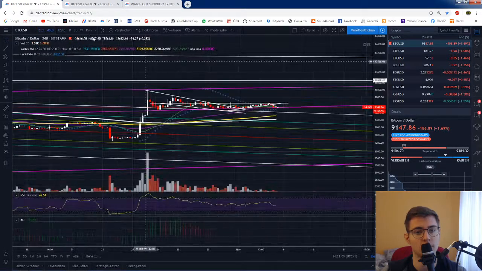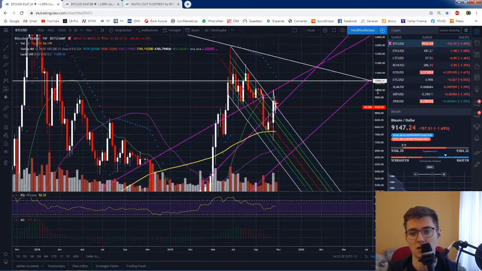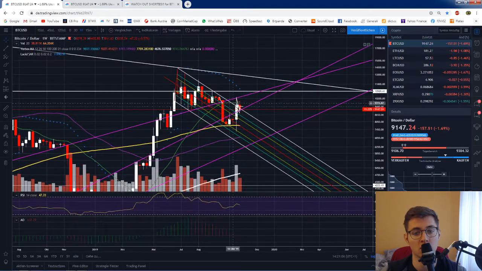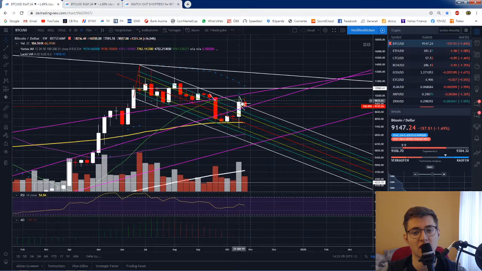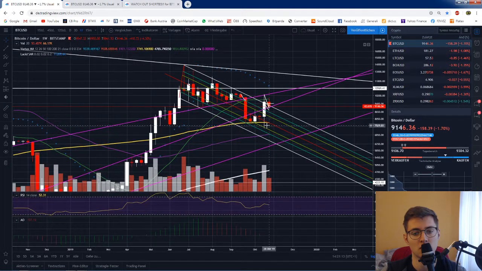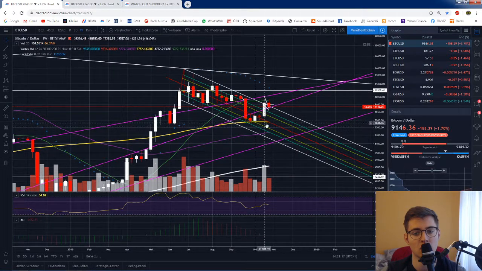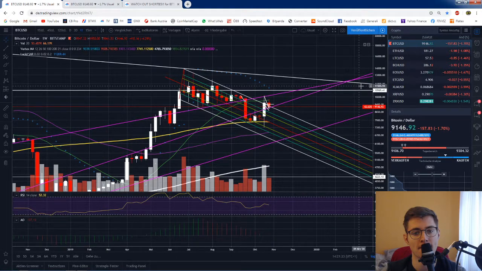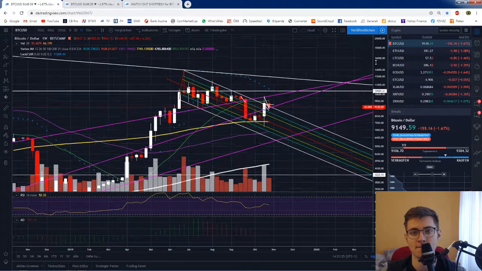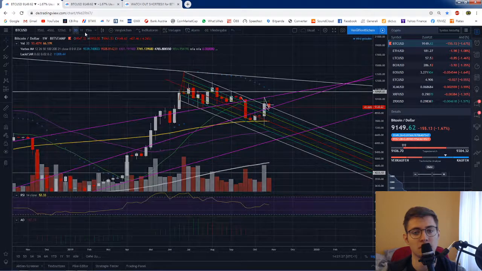And yeah, on the weekly, the 21 week moving average is actually acting as resistance. So that is important. The 100 week is now broken to the upside and will most likely also act as support. So yeah, basically what I said.